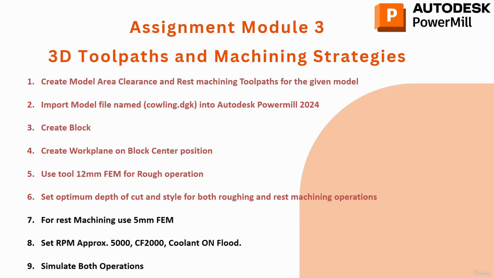Set RPM approximately 5000, cutting speed 2000, and coolant on flood. Simulate both operations and check your assignment. So you have to follow all these steps, and the file is attached with the assignment.